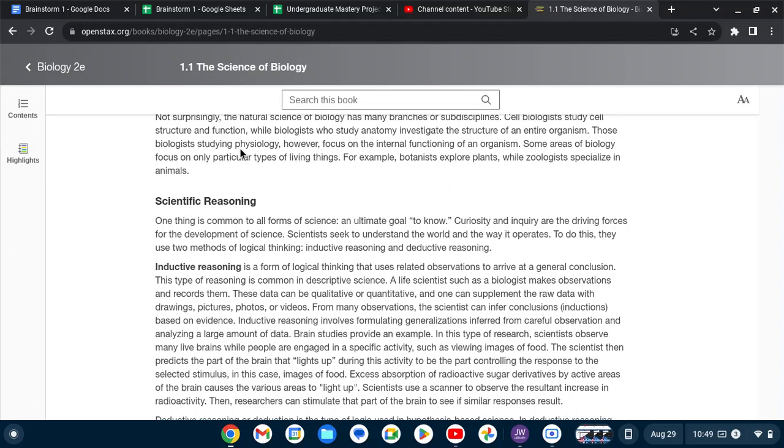Cell biologists study cell structure and function, while biologists who study anatomy investigate the structure of an entire organism. Those biologists studying physiology, however, focus on the internal functioning of an organism. Some areas of biology focus on only one particular type of living thing. For example, botanists explore plants, while zoologists specialize in animals.